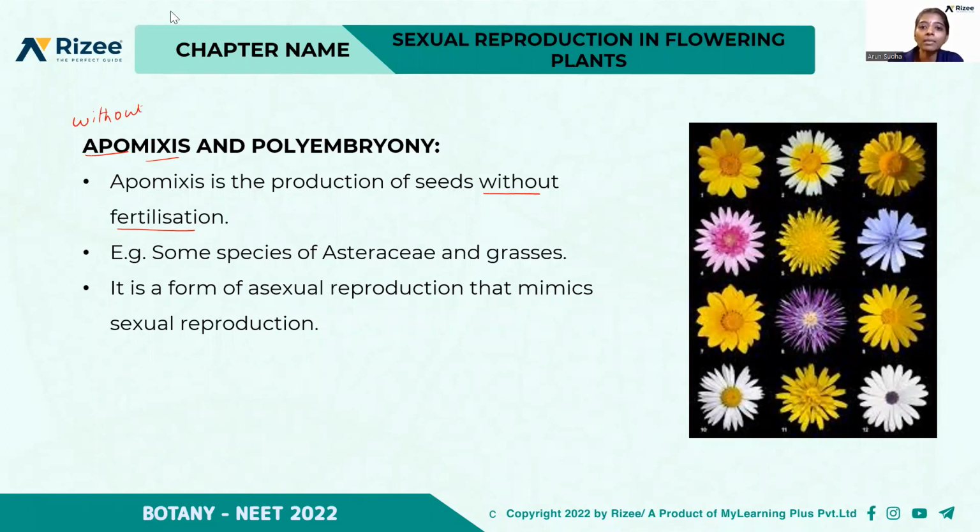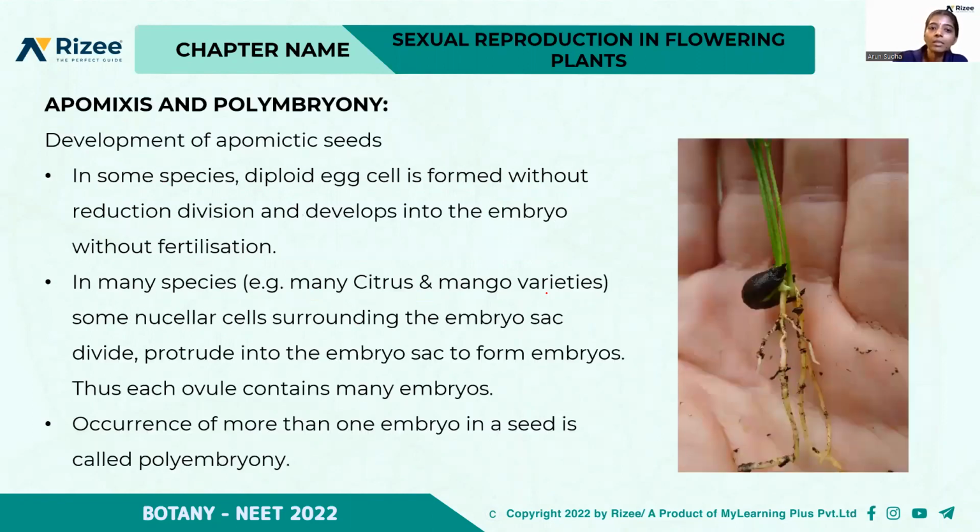An example is some species of Asteraceae and grasses. It is a form of asexual reproduction since there occurs no fusion. It is similar to asexual reproduction that mimics sexual reproduction, right? So apomixis is a form of asexual reproduction which mimics sexual reproduction. So what is the role, or what is the use, of these apomictic seeds?